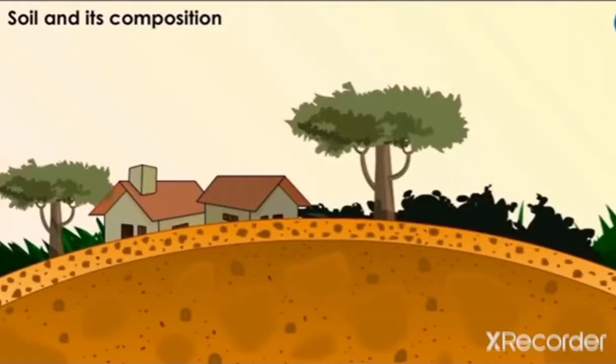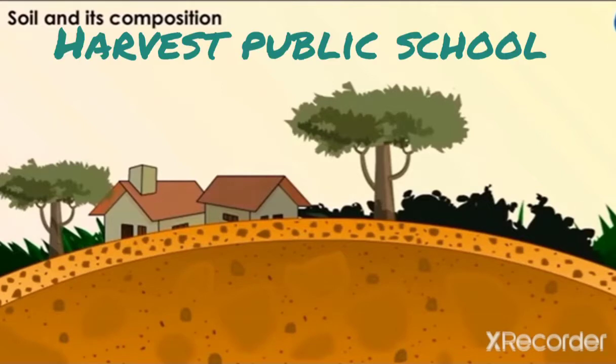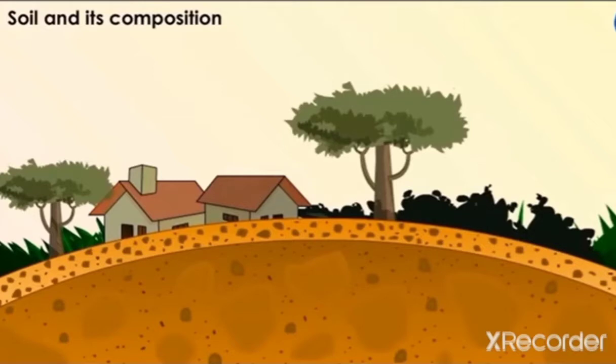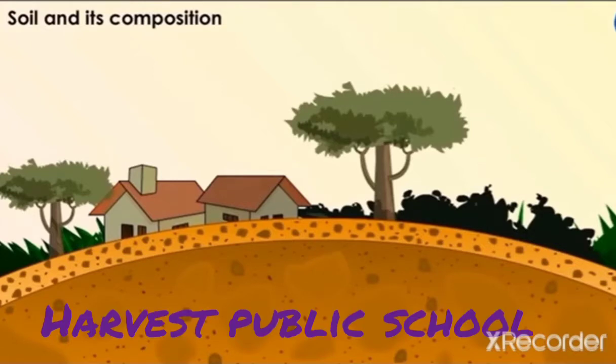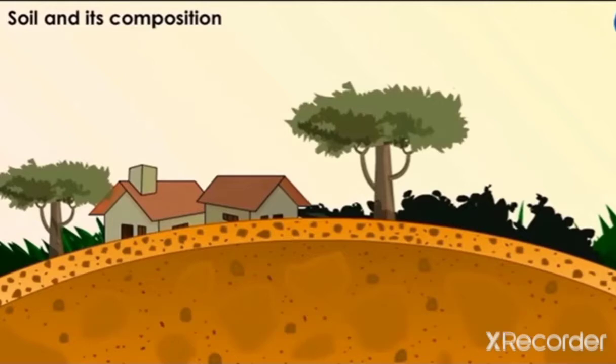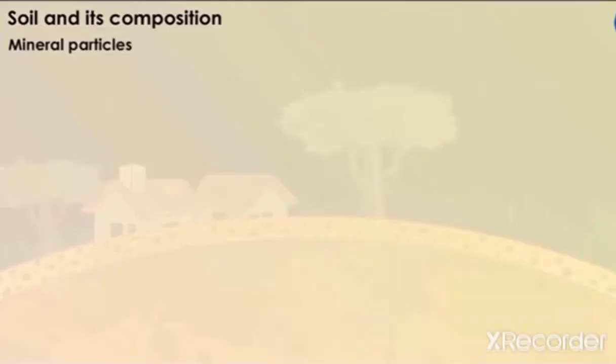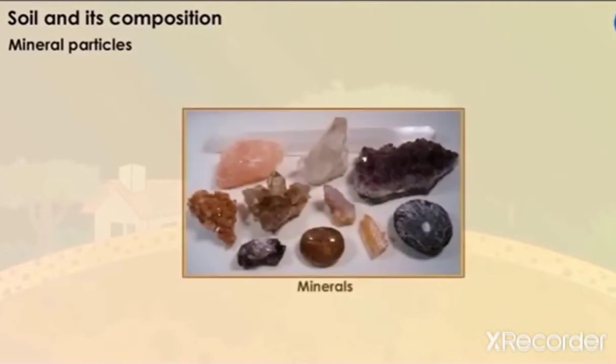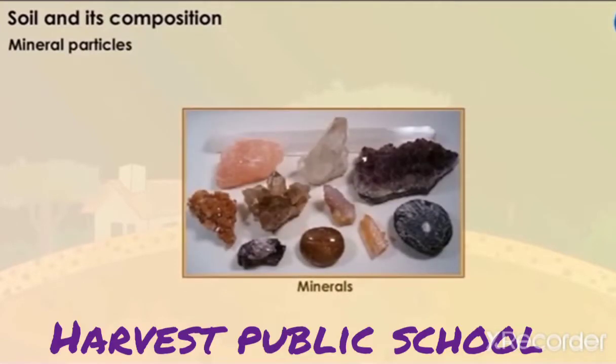Have a look over the composition of the soil. Composition is different for different types of soil. It depends upon the type of rock from which the soil is formed. All soils basically contain the following components. Mineral particles. Soil contains different mineral particles which determine the texture as well as the type of soil.